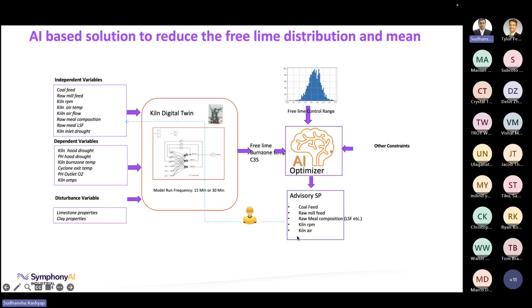which gives the set point advisory, for example, what the raw meal composition or lime saturation factor, cold feed, raw feed, and sometimes air should be. Although kiln RPM is not something changed very frequently, that was also kept as a part of the advisory. And this model output is fed to an operator who can key all this information back to the DCS, all the set points, to control the free lime distribution.